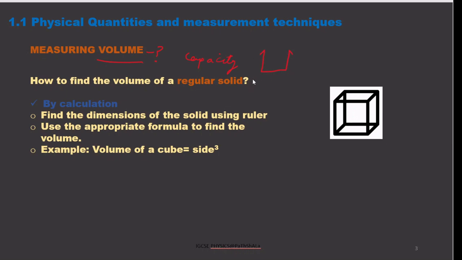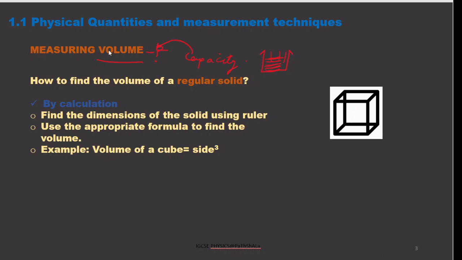Let's say I have this container. I want to find the volume of this container: how much it can hold in it. How much it can hold is actually the capacity, which is known as volume, right? So volume is the capacity of an object to hold things. The capacity of a particular container is the volume.